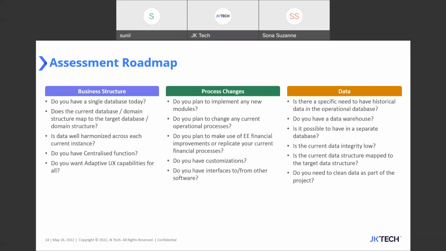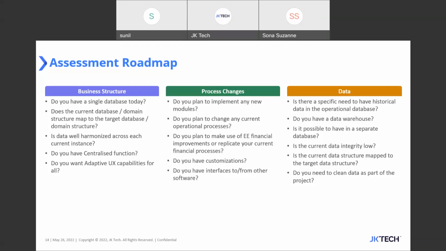When we talk about process change, it's very important for us to understand if you plan to implement any new modules. Do you plan to change any current operational processes? Do you plan to use enterprise edition financial improvements or replicate your current financial processes? Do you have any customization? Do you have any interfaces to and from other software or third-party systems?